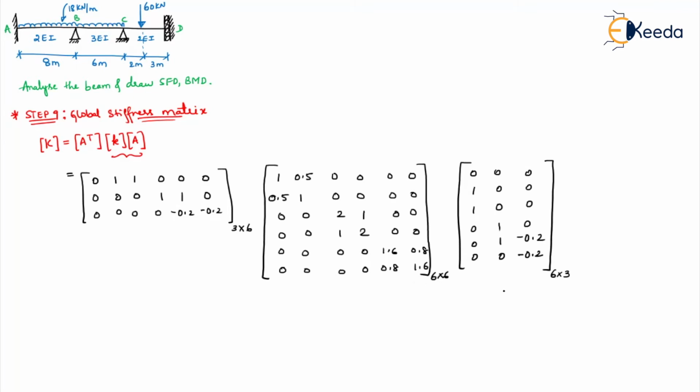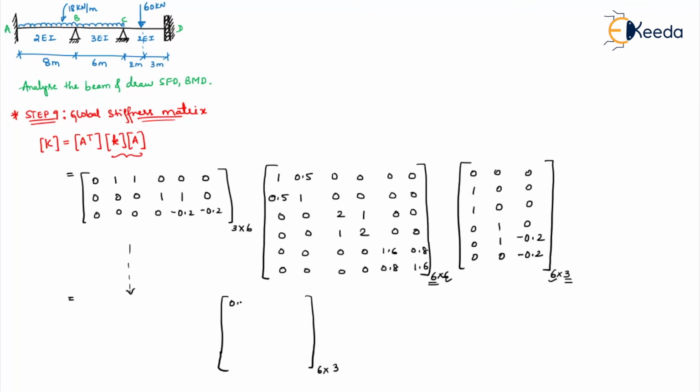So first you have to multiply these both. If you observe, this is 6, this is 6, so you can easily multiply. So you will get a 6 into 3 matrix. After which you have to just multiply with this to get your final K matrix. So what we'll do is we'll just write a 6 into 3 matrix, which is your K into A matrix.